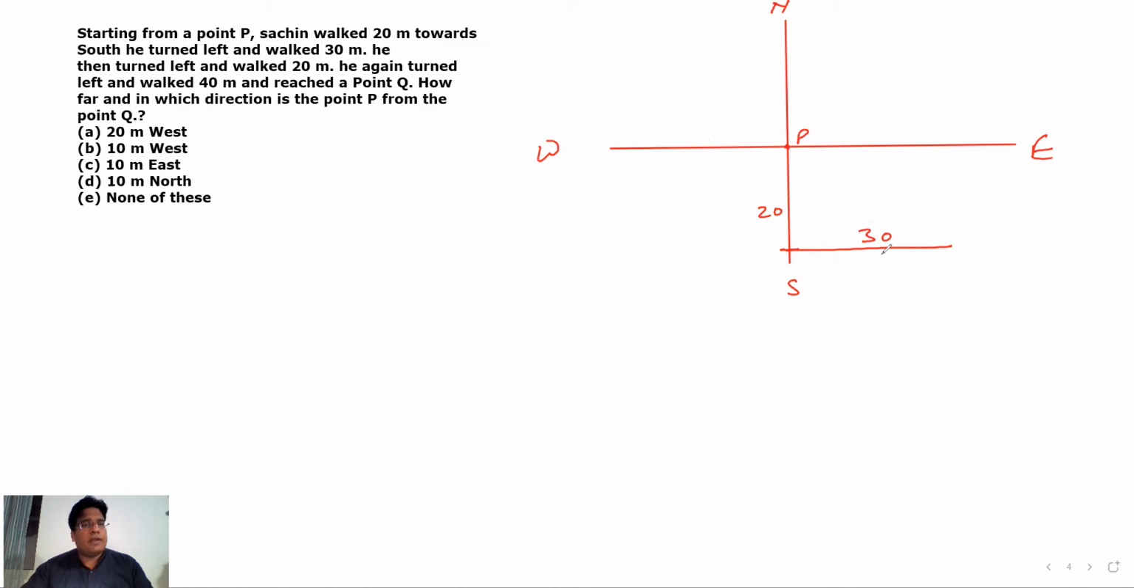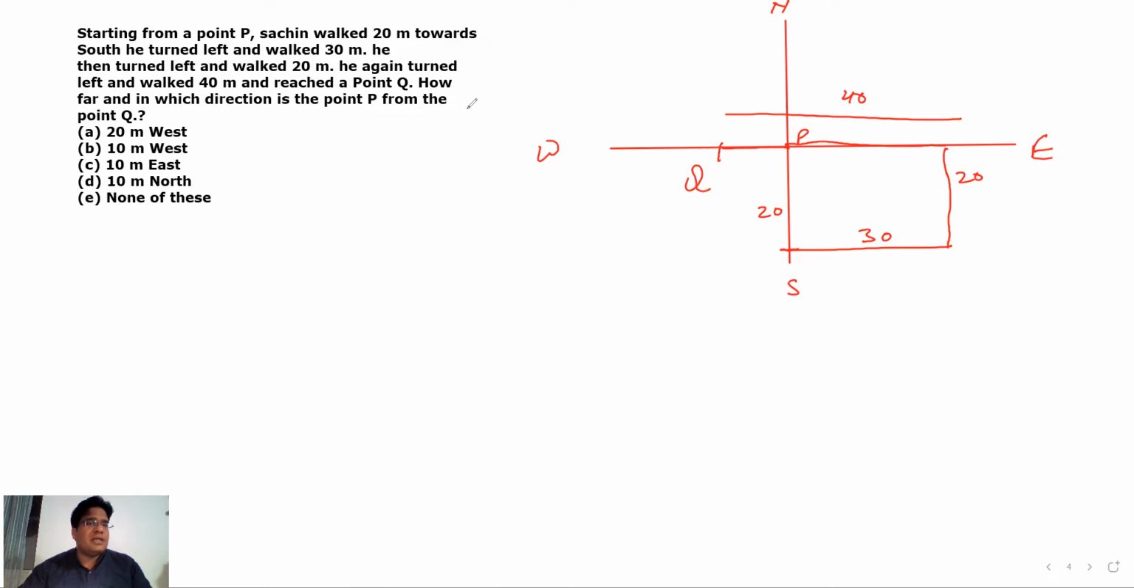He turned left and walked 20 meters. Again, the left is this direction and walk for 20 meters here. He again turned left and walked 40 meters and reached point Q. 40 meters, that means that 30 meters should be completed like this, and again 10 meters more. The distance between this and this point is 40 meters, and this point is Q.